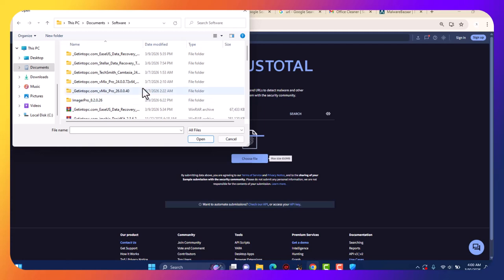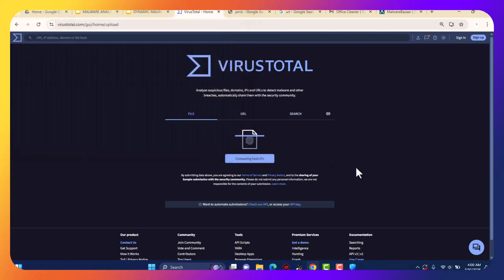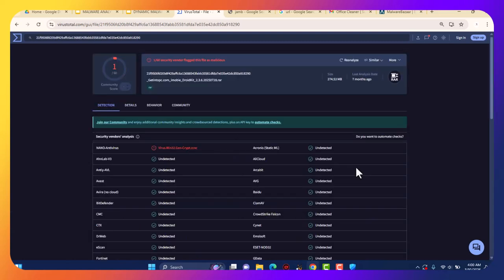Choose any of those tools. Go to the droid kit. Choose droid kit. So we are going to choose this and open it here. You can see it is calculating the hashes. When it is done, it will tell us. Let us give it some time. So it has finished. You can see it here right now.